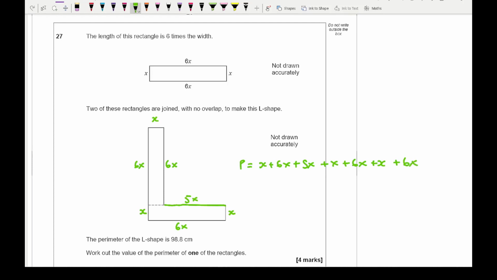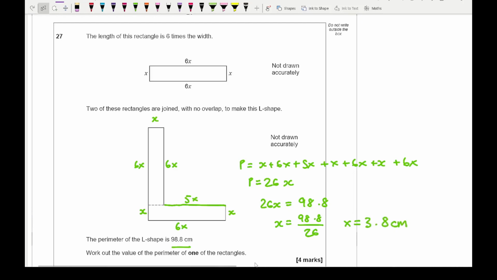And again, if I just simply add all of those numbers up, I get an answer of 26. Now it says that the perimeter of the shape is 98.8, so 26x equals 98.8. So x is going to equal 98.8 divided by 26. So x is going to equal, and again just typing that into my calculator, it's going to equal 3.8 centimeters.